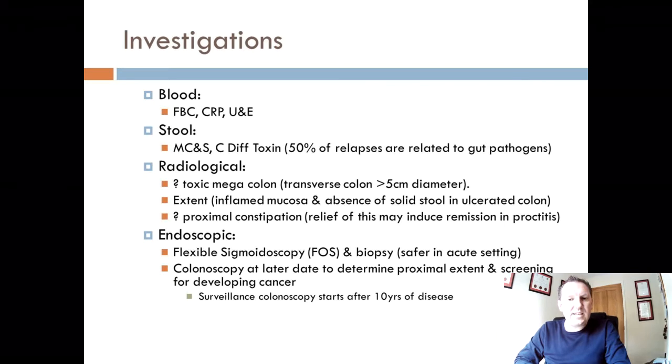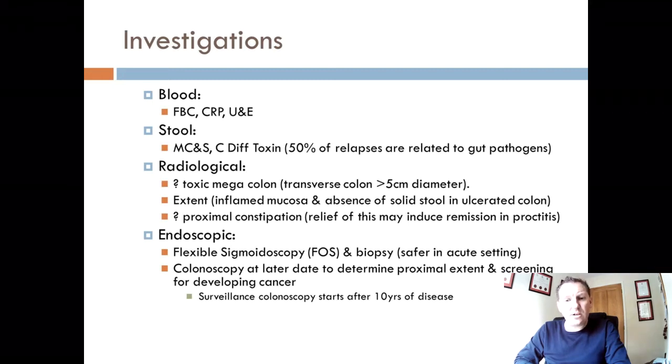So we need to be sending off stool cultures, microscopy, culture and sensitivity, C. diff toxin, and now oocysts and parasites and entamoeba, serology and stool PCR.